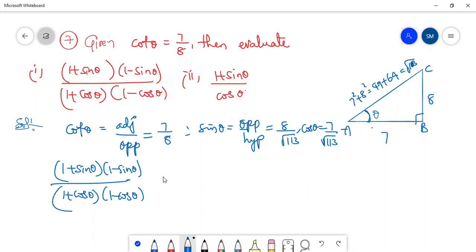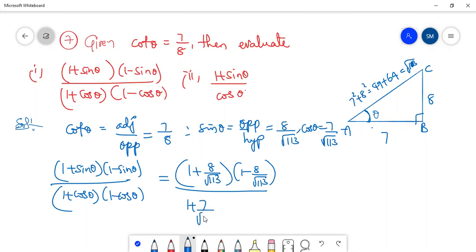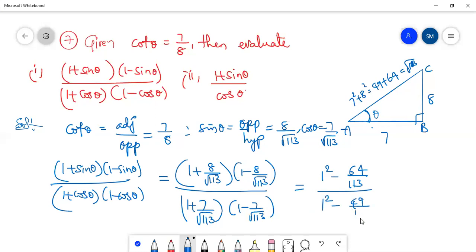Okay. It is equal to (1 plus 8 by root 113)(1 minus 8 by root 113) by (1 plus cos theta, that is 7 by root 113)(1 minus 7 by root 113). It is (a plus b)(a minus b), which is a square minus b square. That is 1 square minus 8 squared, 64 by 113, by 1 square minus 7 squared, 49 by 113.